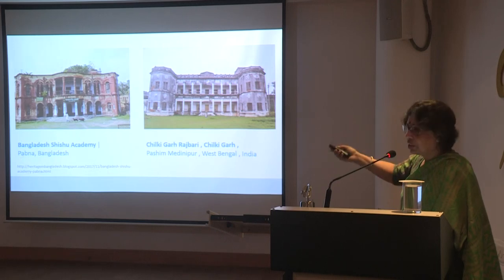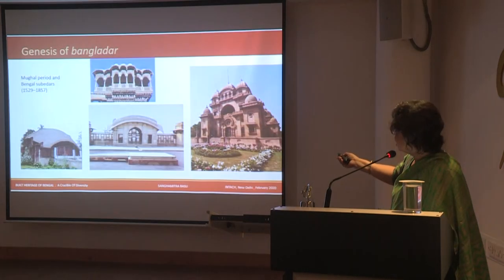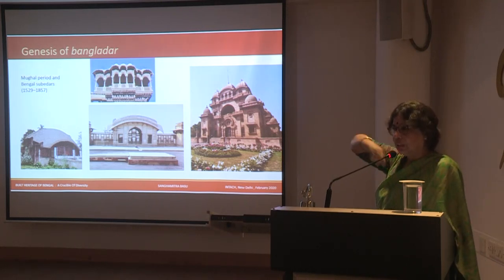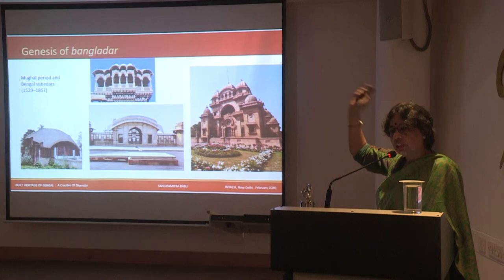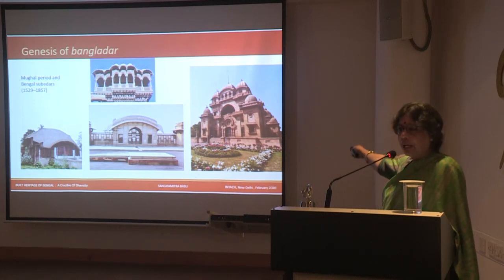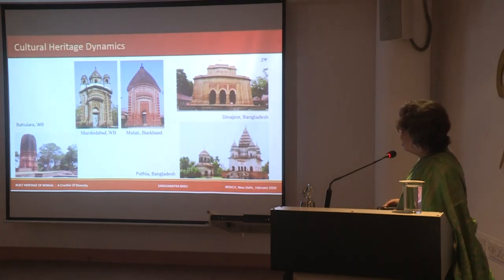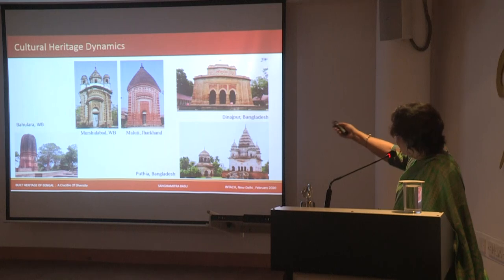Again, the similarity of the structures, and as I say, this is much later, this is Belur Math, where the Bangladar, which came from Bengal, a translation of a vernacular form, came back into the Ramkrishna Belur Math and was adopted there. Who knows where it is coming from, or who is adopting it, whether for artistic or other reasons. So these are the cultural heritage dynamics.